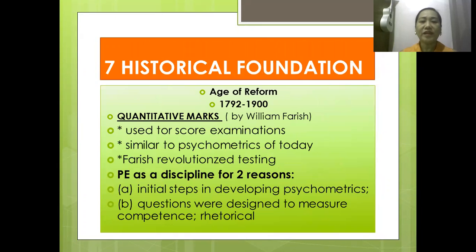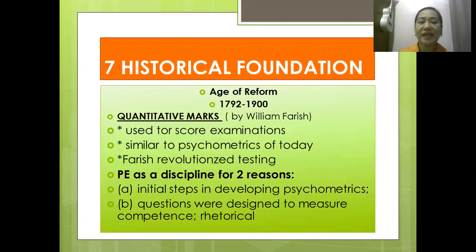So the first one is the age of reform. It started in 1792 until the 1900s. It marks the quantitative approach of William Parrish, and in school, the scores of the students were used to assess the effectiveness of the teacher. And it is very much similar to what we now term psychometrics.